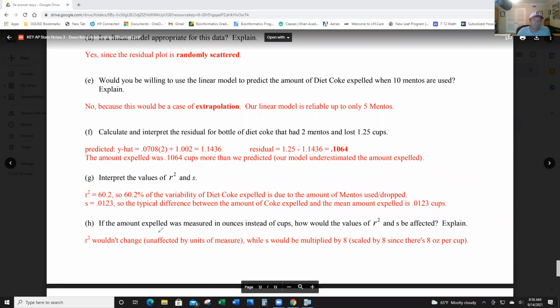Last one. If the amount expelled was measured in ounces instead of cups, how would the value of R squared be affected? Remember, if you change units in R and R squared, or you add or subtract something in a systematic way, R and R squared won't change. It doesn't matter by the units. R is unitless. Now S would change if you go from cups to ounces. It's a scale of 8. You'd have to multiply S by 8 to get a new unit, because S has a unit. S is in cups. R squared is unitless, so is R, so they won't make any difference.